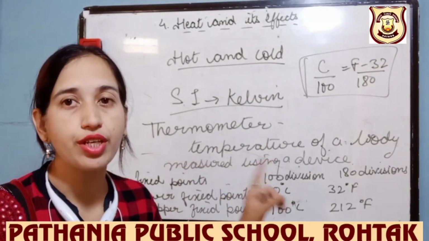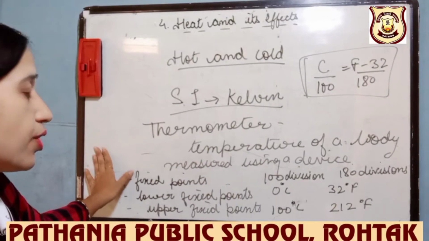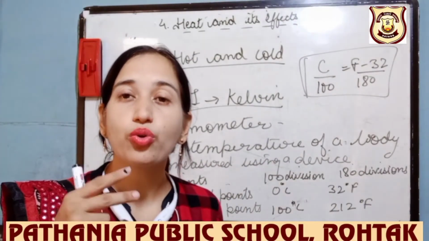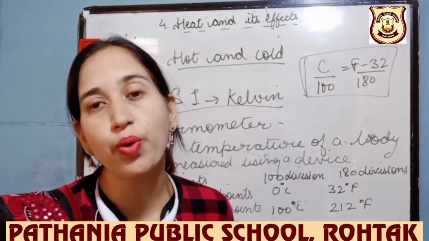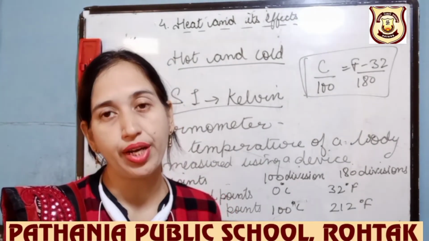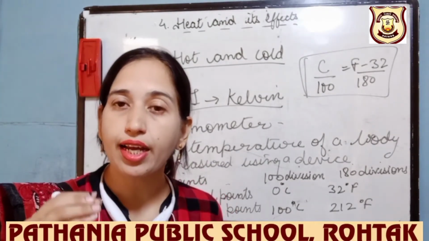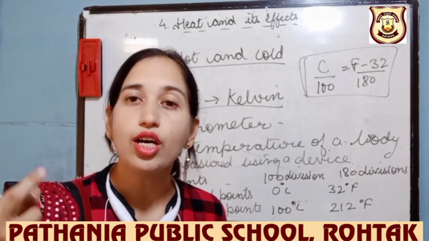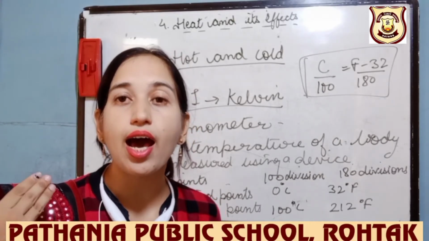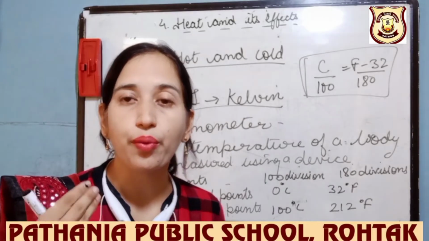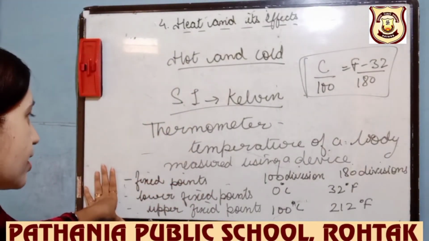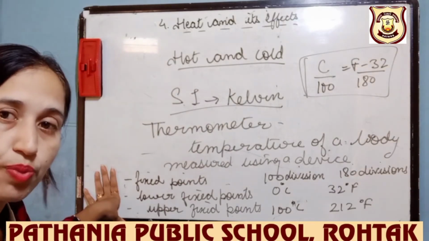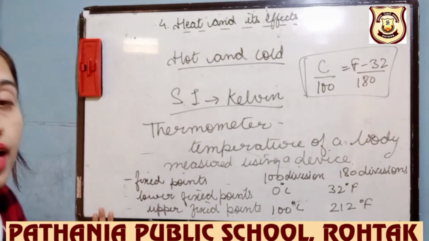We have done the definition. Now, there are two gradings, and in that the fixed point, I can say lower fixed point and upper fixed point. Before starting that, I would like to tell you three units are there: Celsius, Kelvin and Fahrenheit scale, sorry. First is Celsius. In Celsius, two fixed points are there: lower fixed point and upper fixed point.